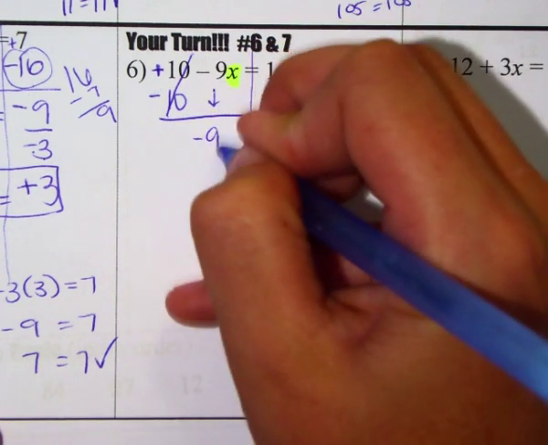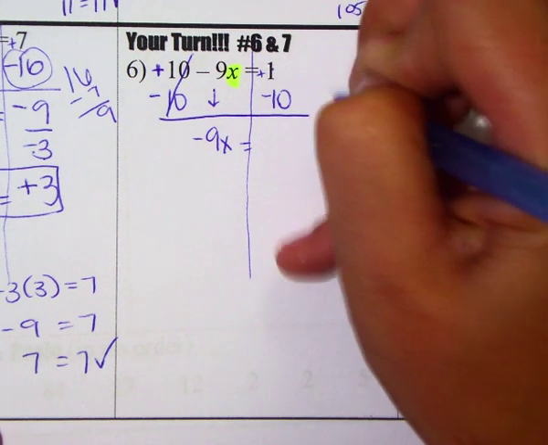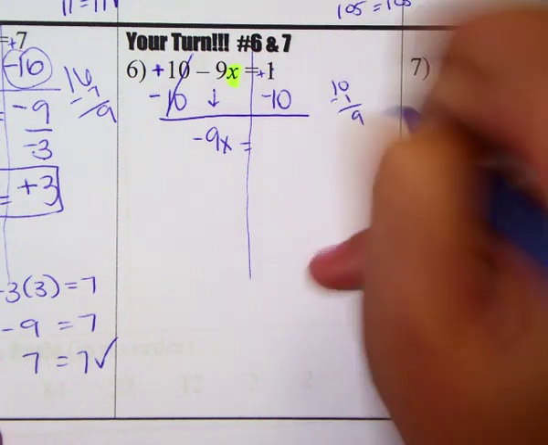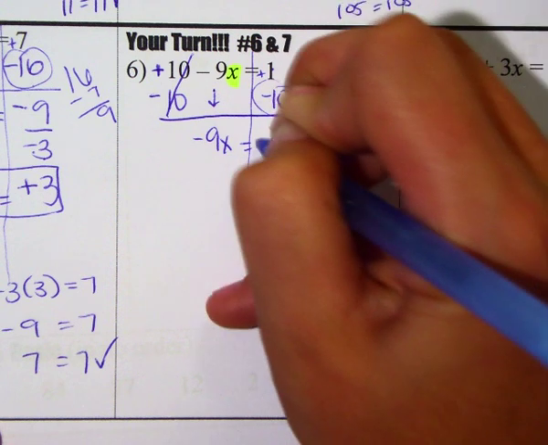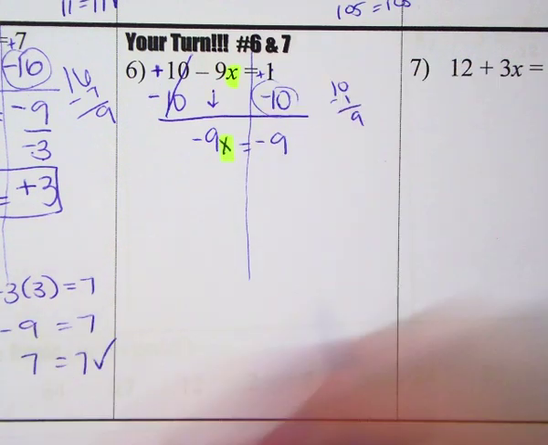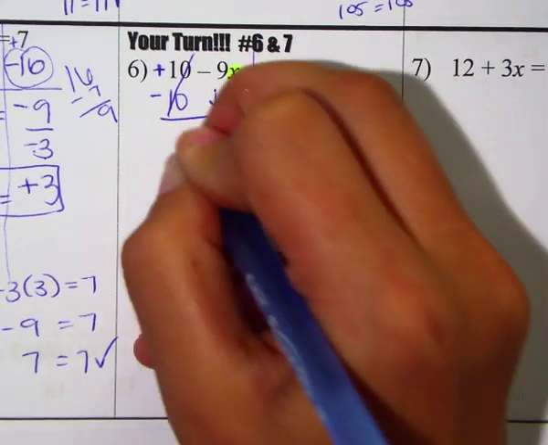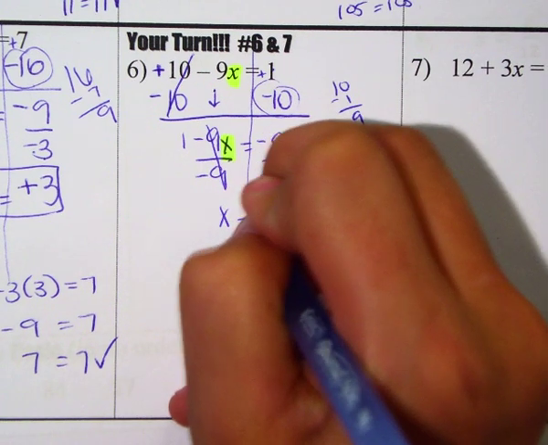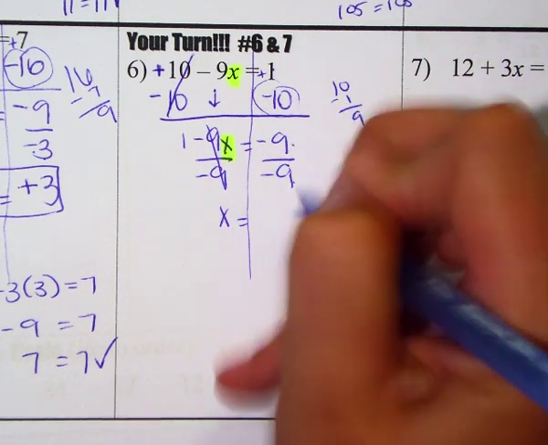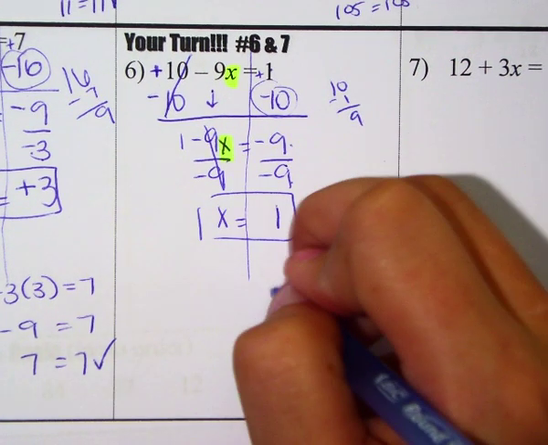Rewrite the negative 9x. 1 minus 10. Again, the signs are different, so I subtract the two numbers. Keep the sign with the bigger number. This is negative 9 times x, so divide by negative 9. And x equals negative 9 divided by negative 9, 1. You should check your answer.